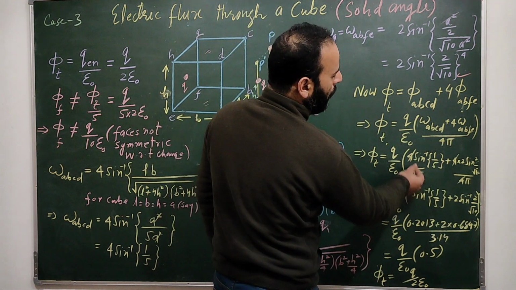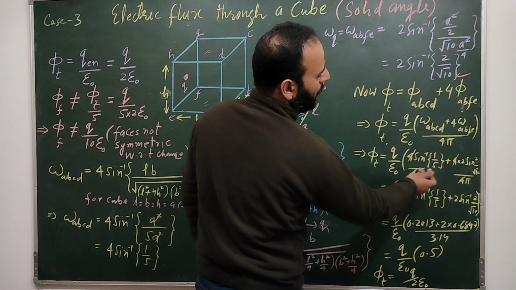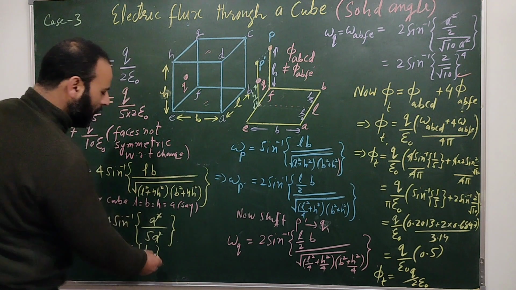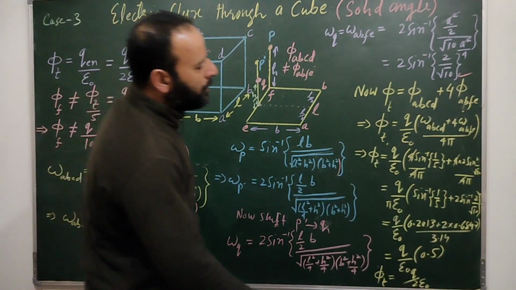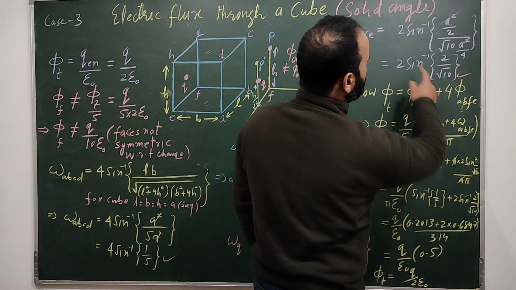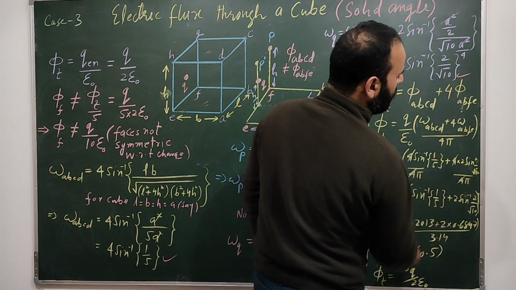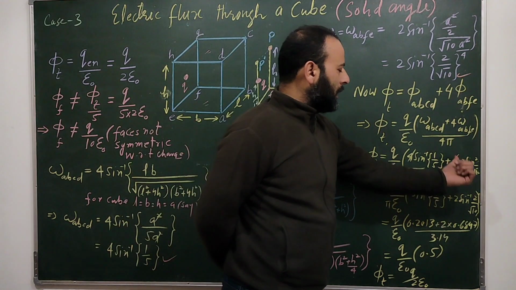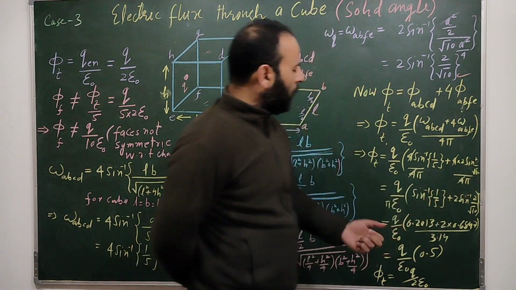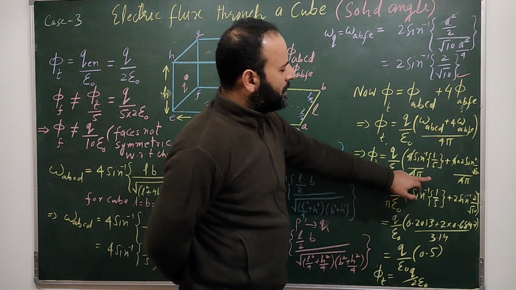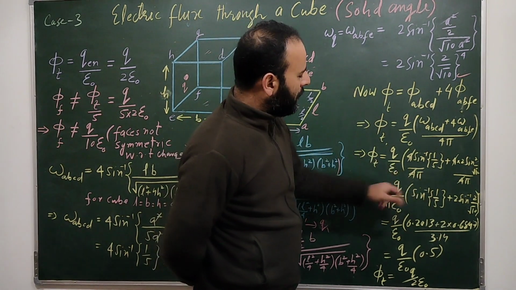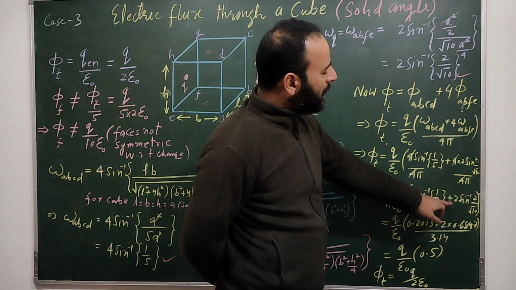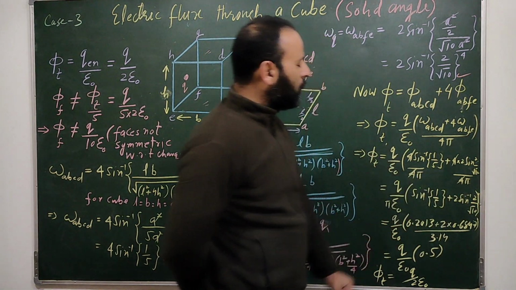Now here 4 and 4 cancel when we divide by 4 pi. So it is sine inverse 1 by 5 that we have already calculated here. Then plus 4 times this, which is 2 sine inverse 2 divided by root 10, divided by 4 pi. Cancelling 4 and 4 here and taking pi out, we get Q divided by pi epsilon naught times sine inverse 1 by 5 plus 2 sine inverse 2 divided by root 10.